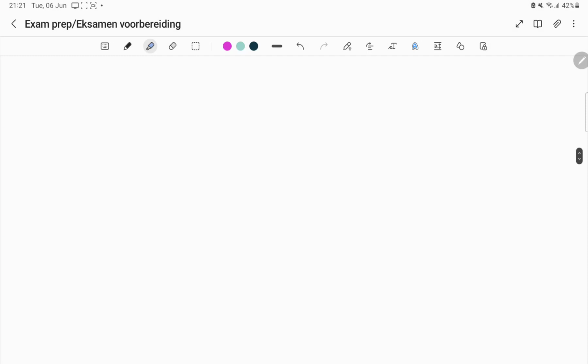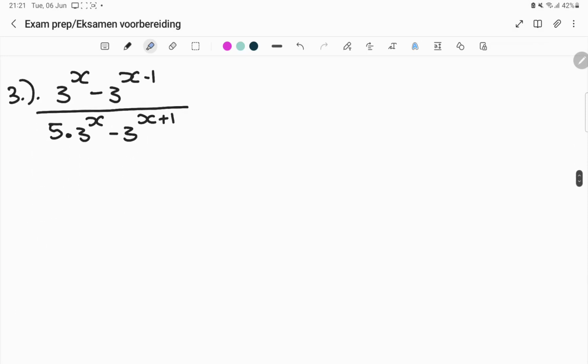Right, so let's have a look at question 3. So question 3 is an exponential fraction. So here it's always important to check what is my sign in between my exponents. So my sign in between is going to be a negative. That means I have to get a common factor, something I can cancel.